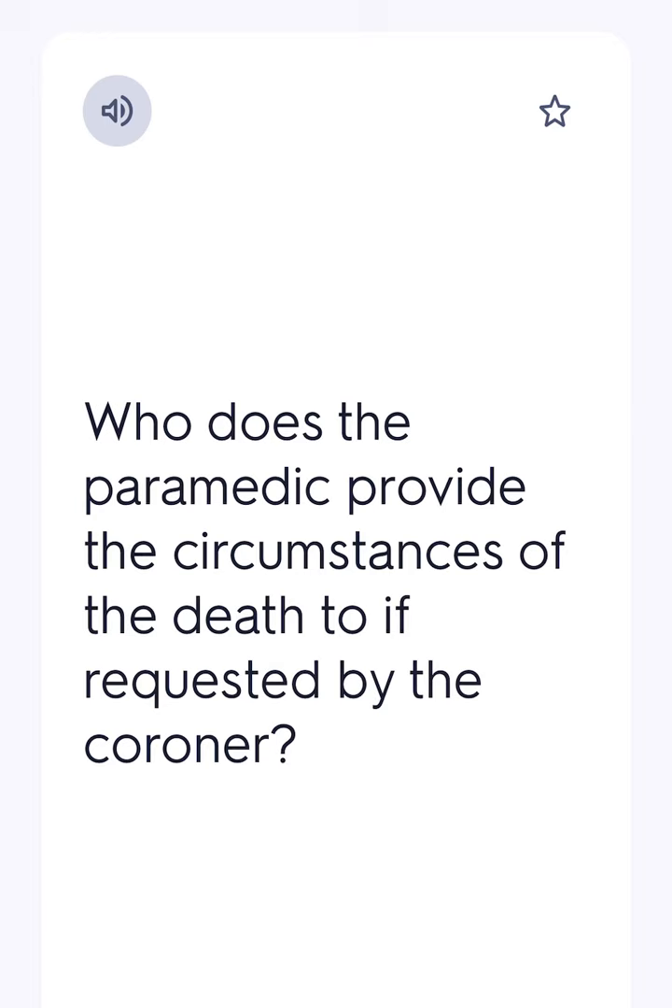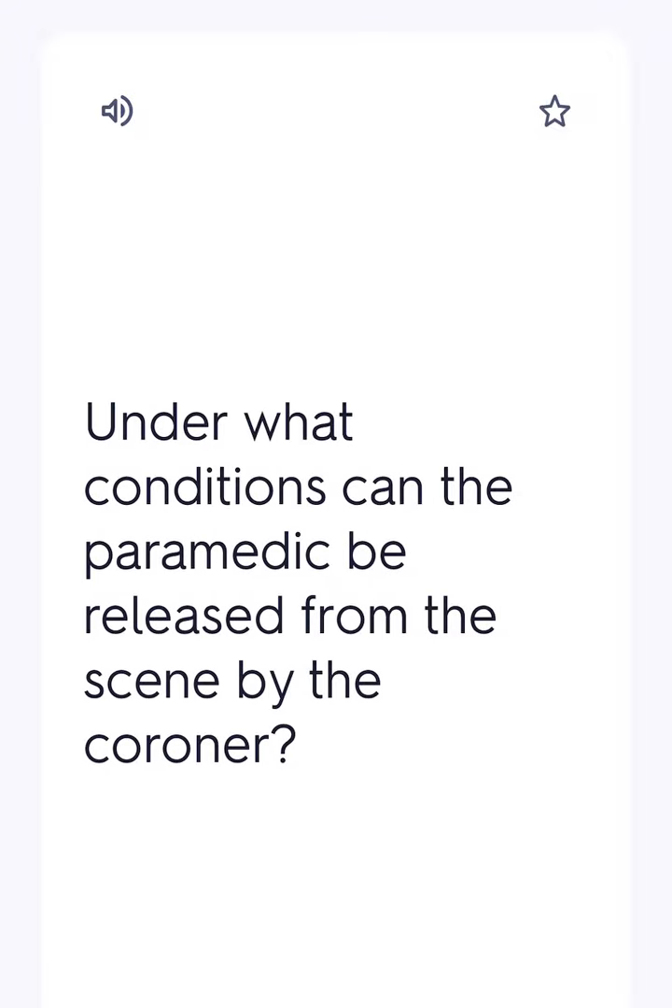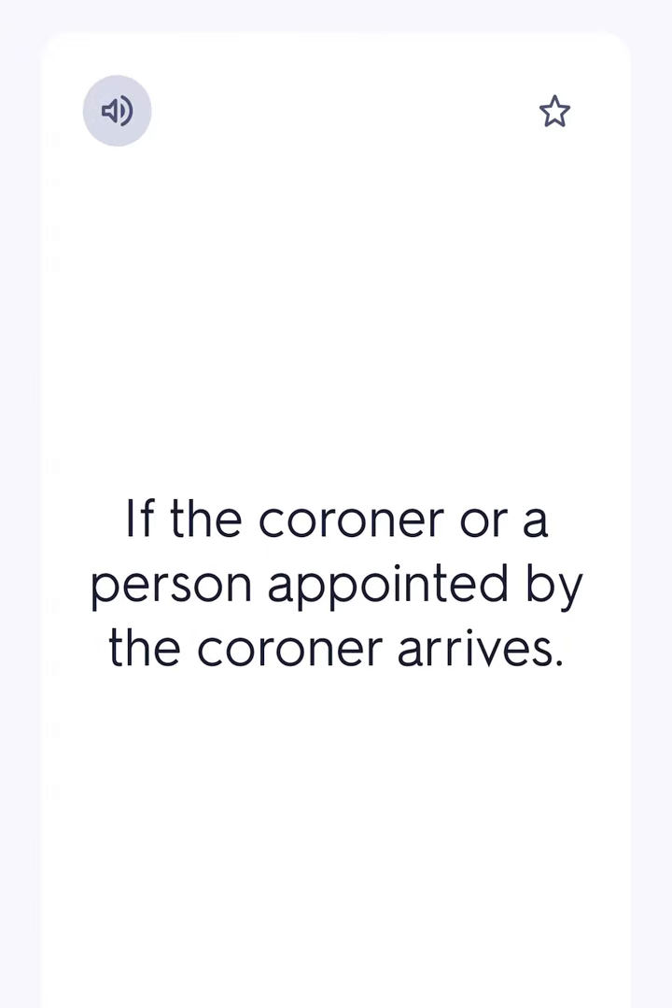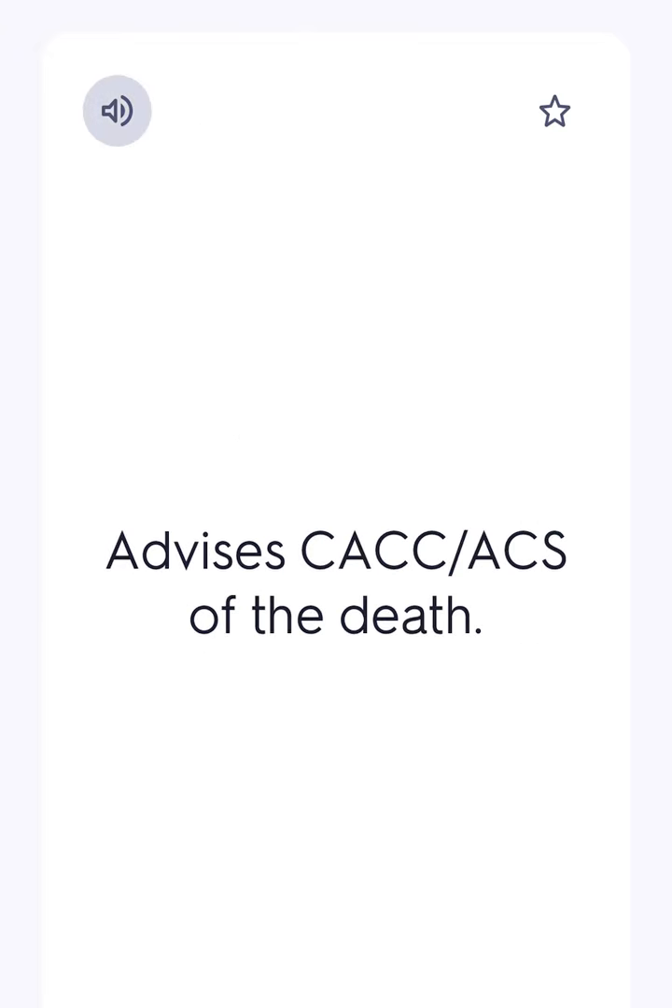Who does the paramedic provide the circumstances of the death to if requested by the coroner? Coroner. Under what conditions can the paramedic be released from the scene by the coroner? If the coroner or a person appointed by the coroner arrives. What does the paramedic do if the responsible person is unable to provide notice? Advises CCC/ACS of the death.